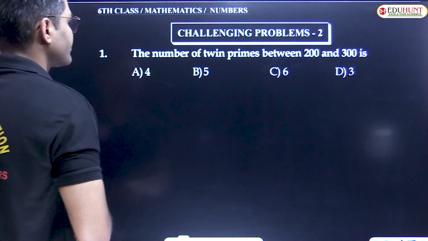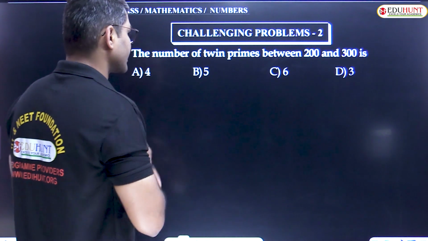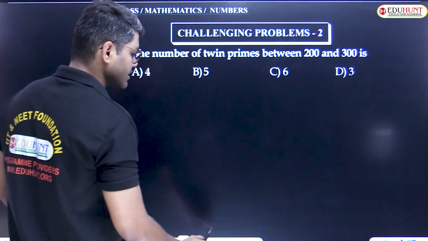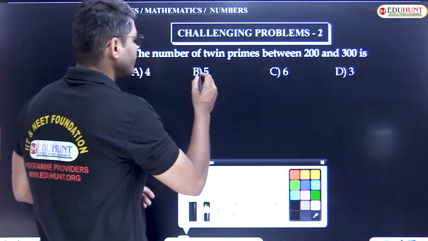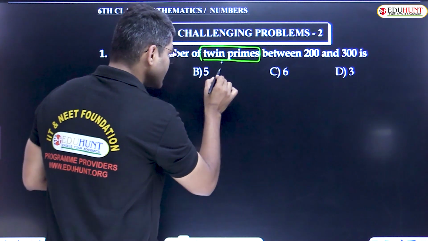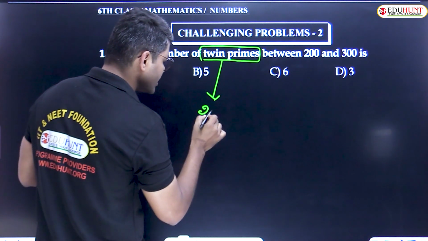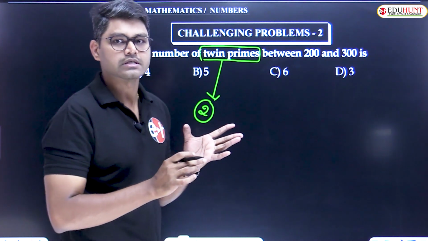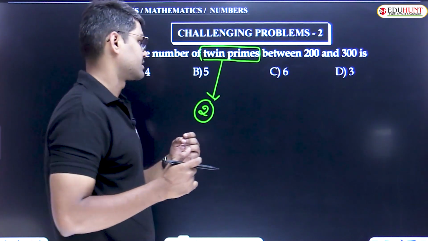The number of twin primes between 200 and 300. Here we should know what a twin prime number is. So what are twin prime numbers? The difference between two prime numbers must be 2. Those prime numbers are called twin prime numbers.